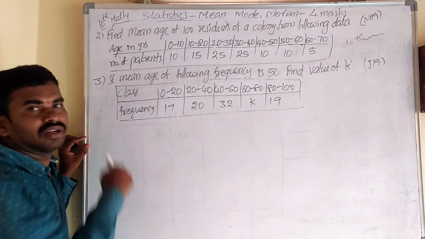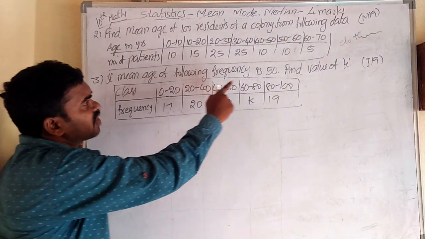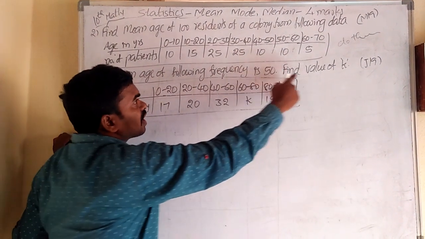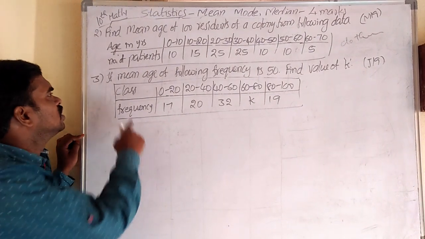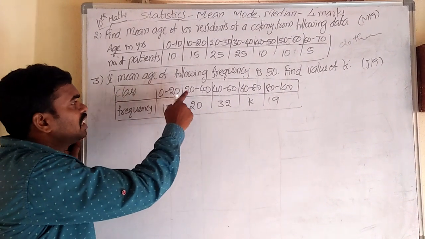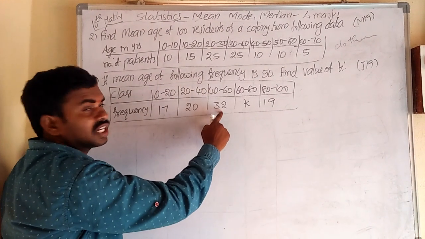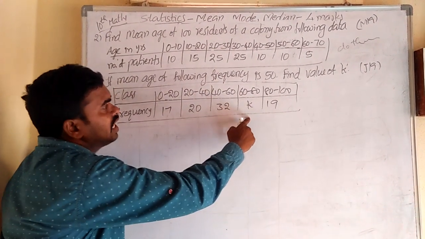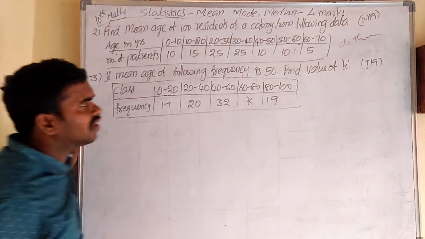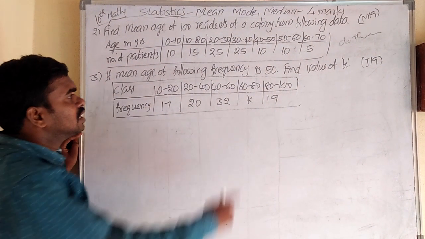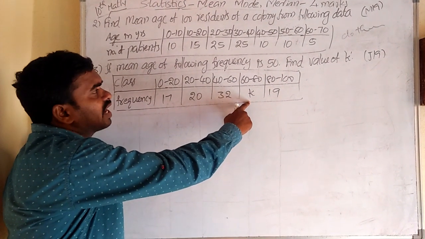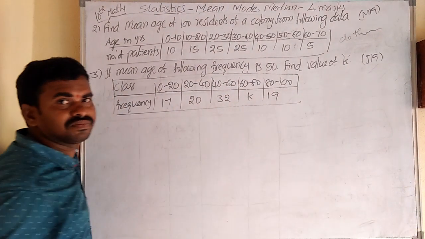Third one. If the mean age of the following frequency distribution is 50, find the value of k. Class interval 0 to 20, frequency 17. 20 to 40, 20. 40 to 60, 32. 60 to 80, k. 80 to 100, 19. Okay, in this one frequency is not given, but the mean is given.